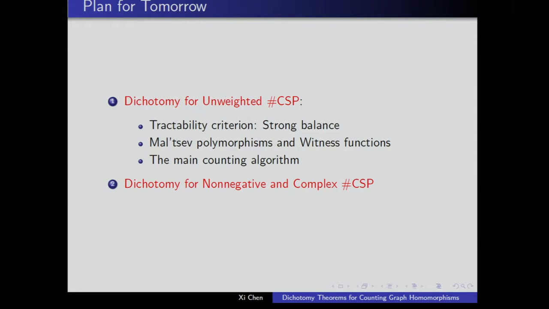So the plan for tomorrow is I will spend most of the time on the dichotomy for unweighted CSP. So I will cover the tractability criterion and the techniques used in this dichotomy, like multi-polymorphisms and witness functions, and also the main counting algorithm. Then I'll try to generalize it to non-negative and complex CSPs.